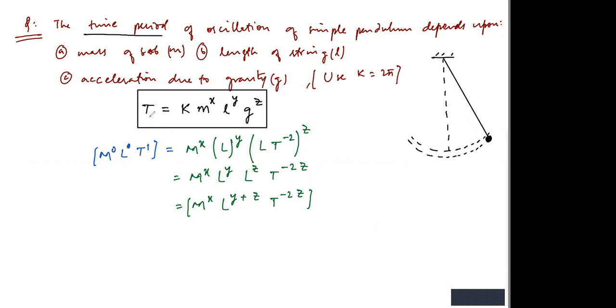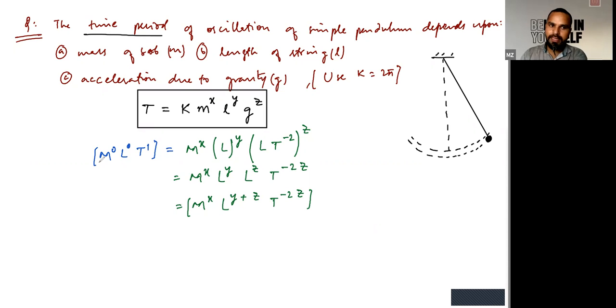Okay. I've just written the dimension of T on the left hand side. It would be M0, L0, T raised to 1, as it has only the dimension of time. Similarly, for the right hand side, the first term is K, which is nothing but a proportionality constant, so it is a unitless quantity and we can neglect it. Next is mass to the power X. So it will be M raised to X, L raised to Y, and G, acceleration due to gravity, having dimension LT minus 2 raised to Z. Z would multiply with L as well as T. Now these two terms have the same base, so their exponents would be added. So you will get M raised to X, L raised to Y plus Z, and T raised to minus 2Z. Is it clear now, Vaishnav?